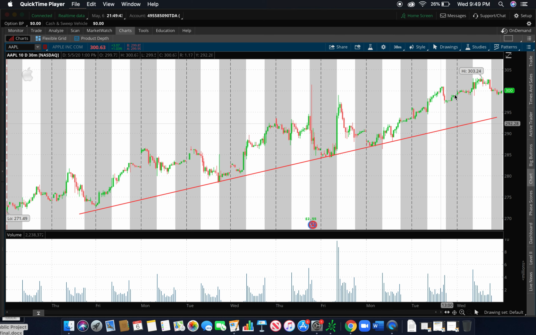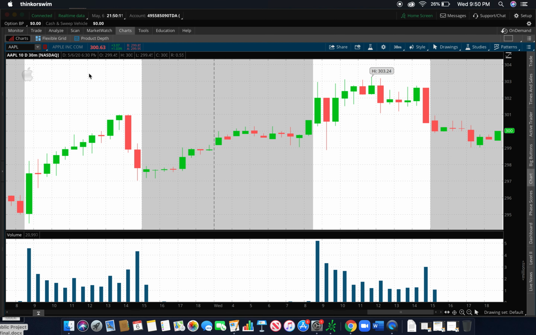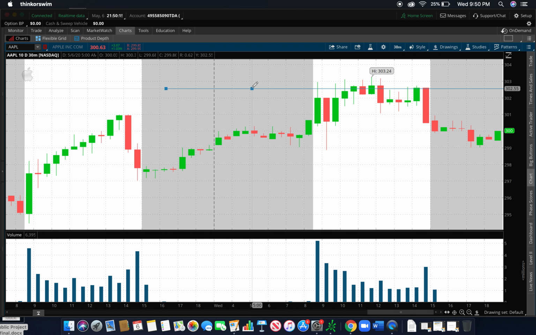So now that we have that out of the way, what we need to do is identify the resistance and support levels of Apple. As of right now, like I said, Apple has been continuously going up for the past couple of days, so it hasn't really been finding a consistent resistance. It's just been breaking out of that resistance level and gapping up even higher. But these past couple of days, especially today and yesterday, it's been finding some very, very strong resistance around the 303 area. And I'm going to go ahead and add a trend line right here.